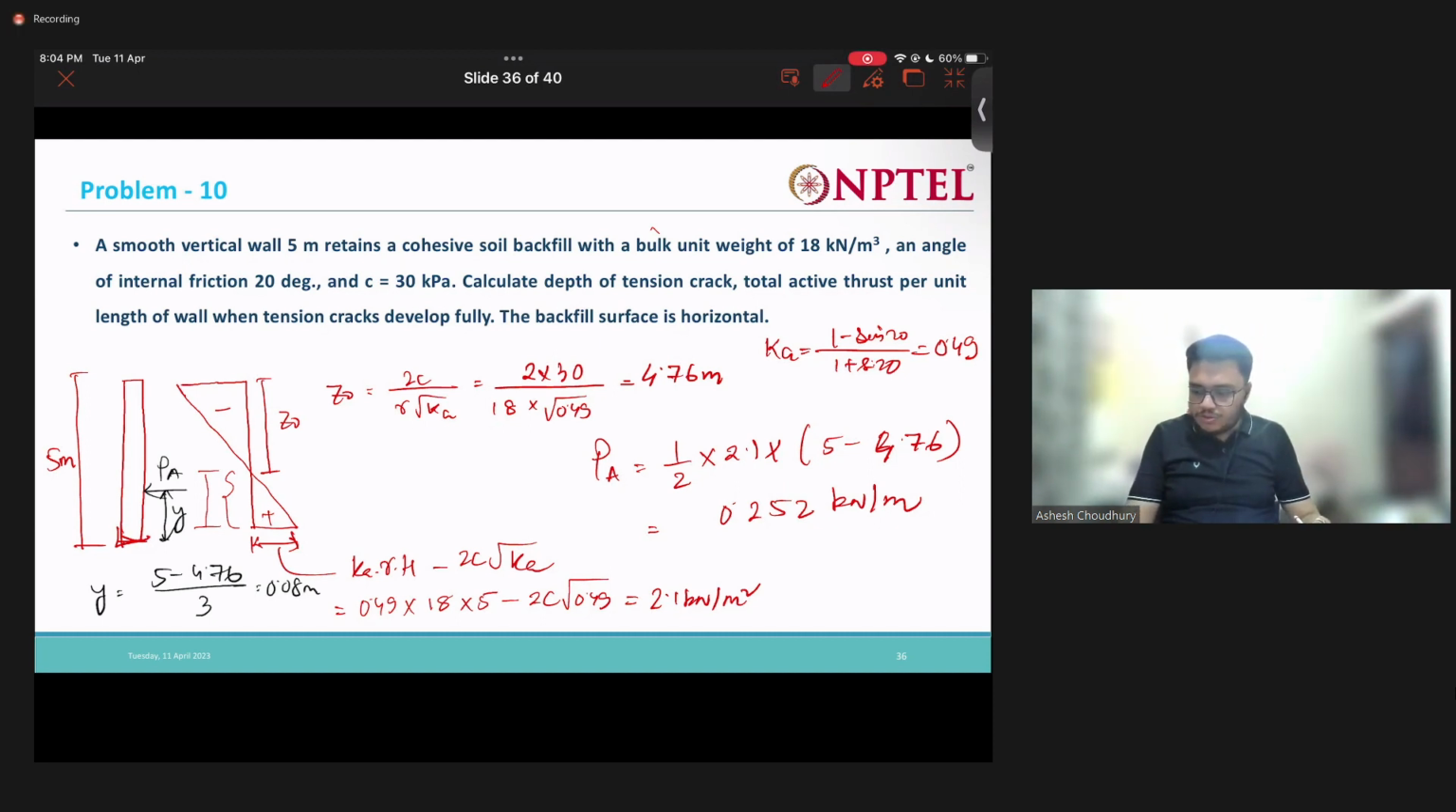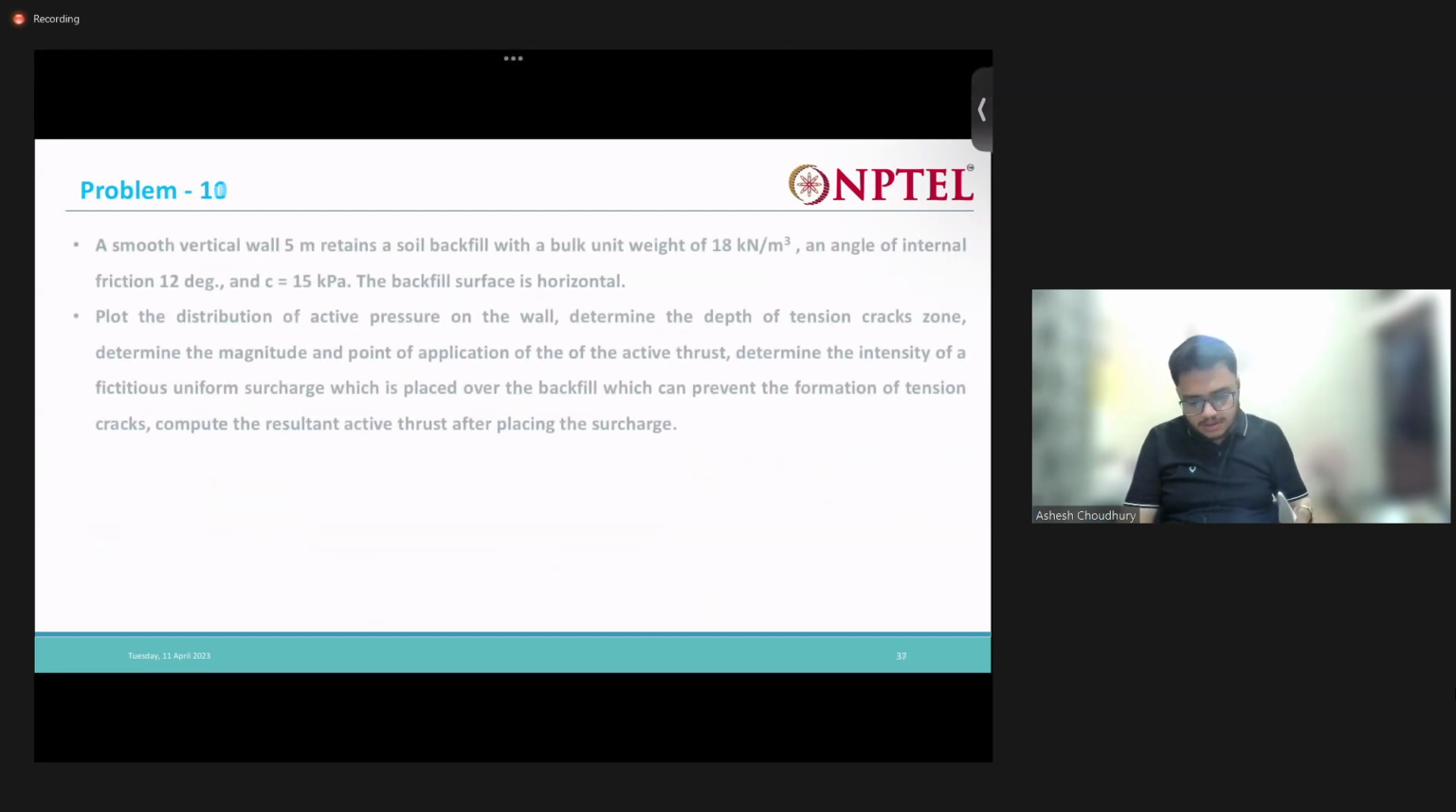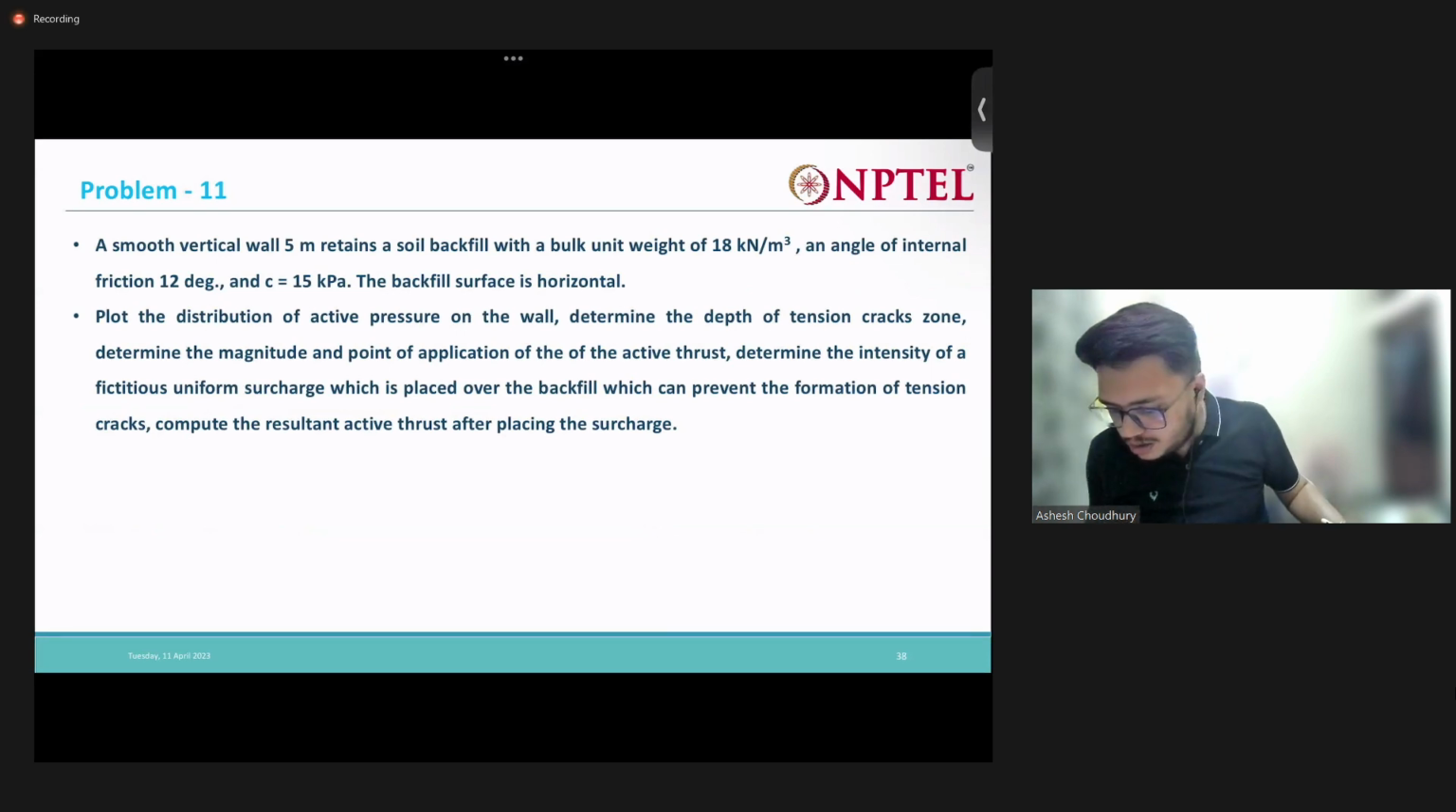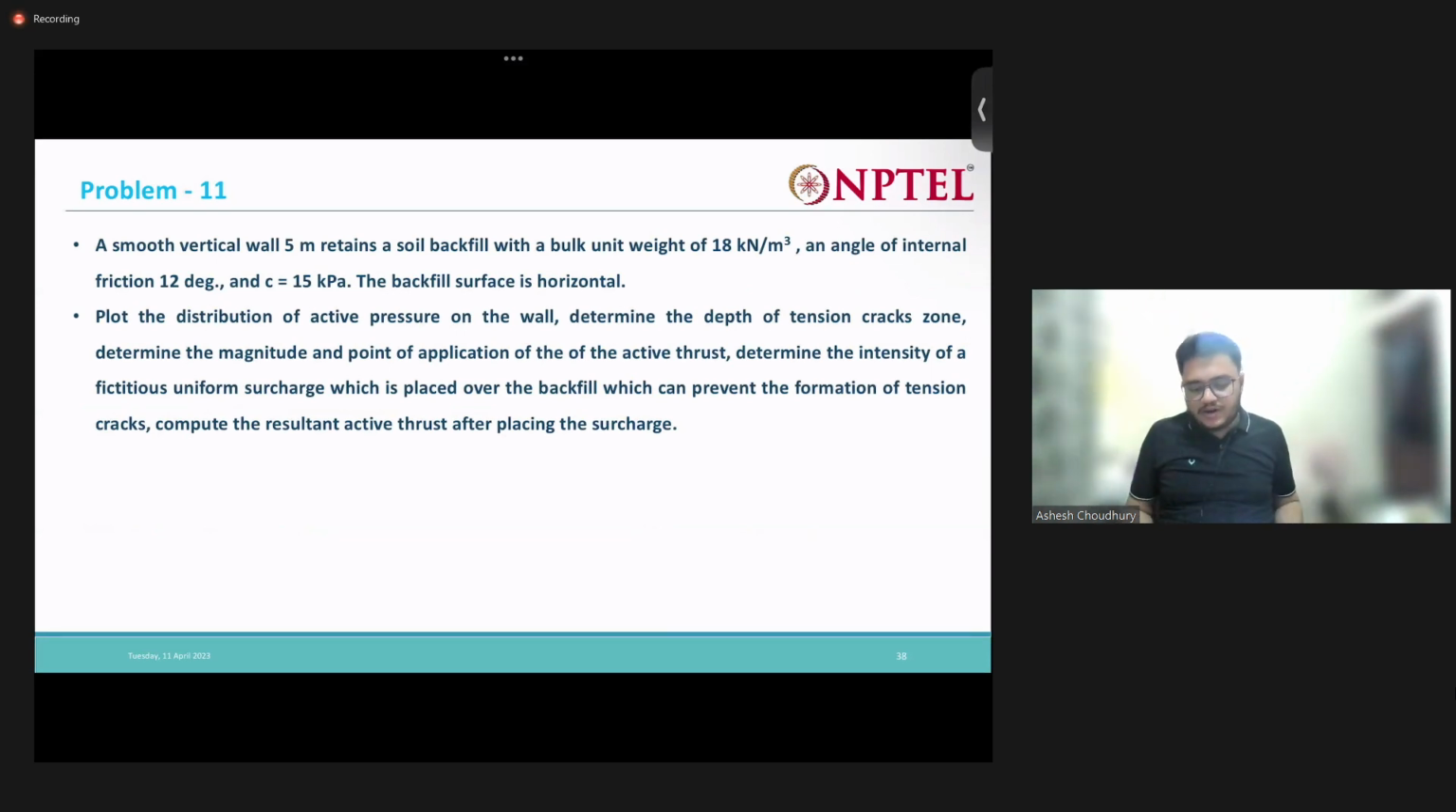So we will solve one more problem, the last problem. A smooth vertical wall 5 meters high retains a soil backfill with a bulk unit weight of 18 kilonewton per meter cube and angle of internal friction 12 degrees. C is equal to 15 kPa, and the backfill surface is horizontal. Plot the distribution of active pressure on the wall and determine the depth of tension zone. All those things we need to determine.